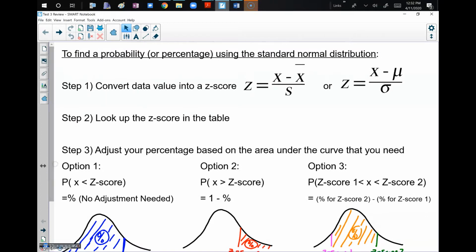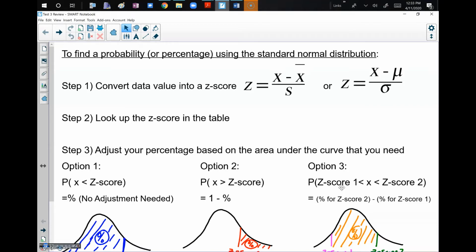So in Chapter 6 in Section 6.2, you were asked to find the probability or percentage of your data within your standard normal distribution that was either less than some stated value, greater than some stated value, or in between two values. So the procedure when you want to find that probability or percentage and you're given the data value to be either less than, greater than, or in between would be these three steps.